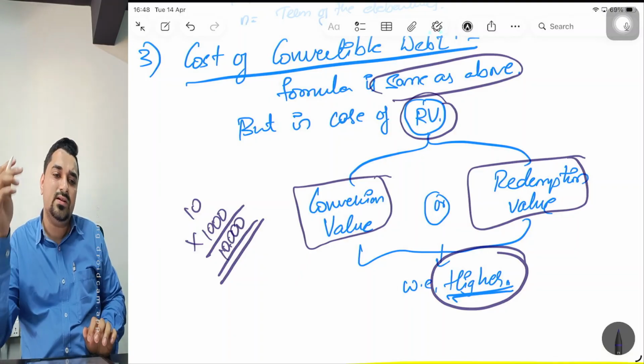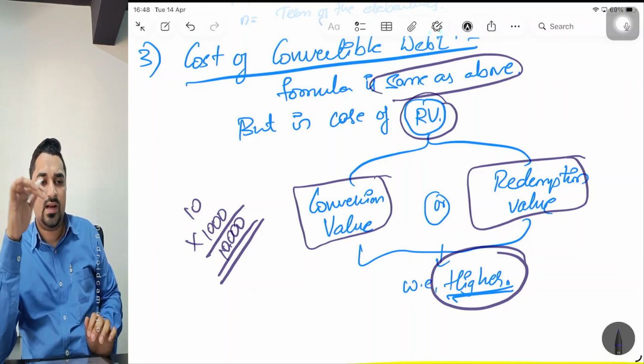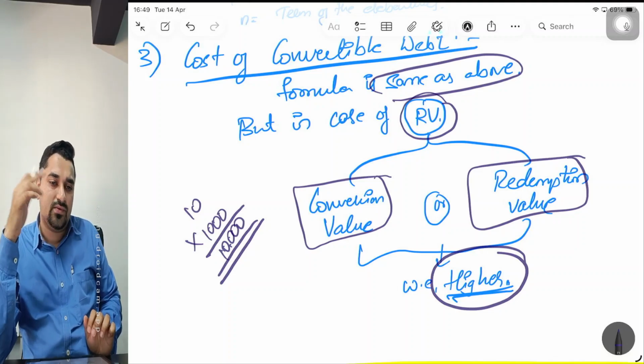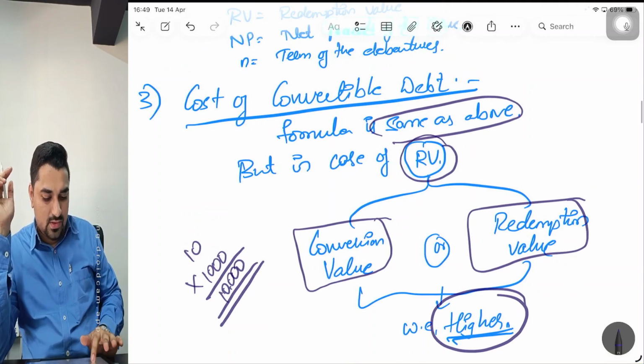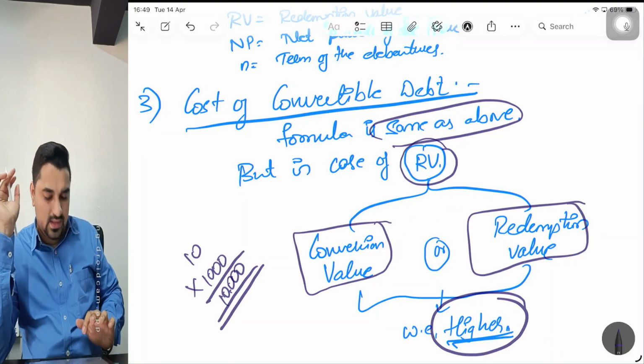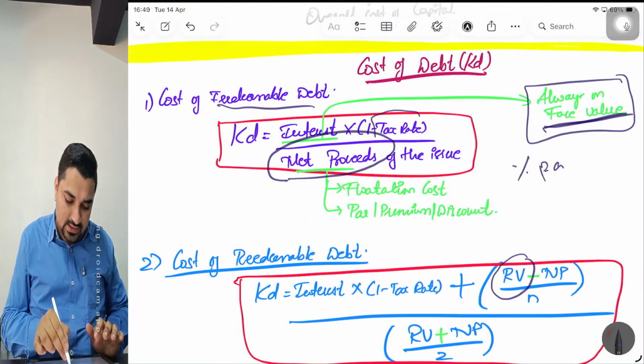Redemption value is whether the redemption is at par, premium or discount. That will be given in the question. You need to calculate the higher of the two. As an investor, which will I choose? As a rational investor, I'll always choose which is more beneficial to me. So either the conversion value or redemption value, whichever is higher. So this is how you calculate cost of debt. So there are three situations: cost of irredeemable debt, cost of redeemable debt, and cost of convertible debt. Hope this is clear.